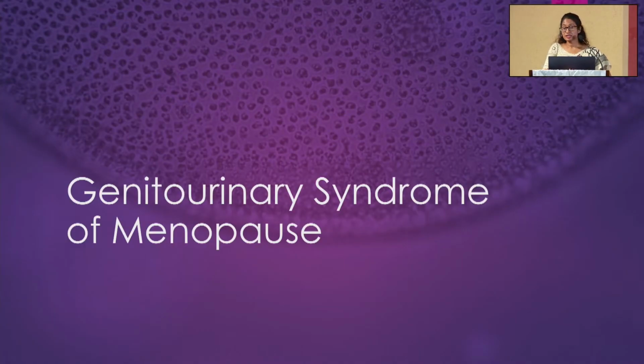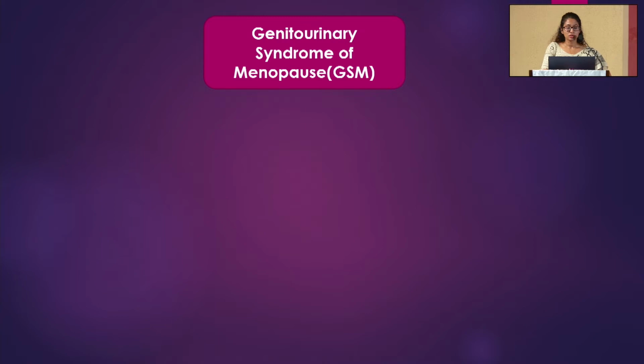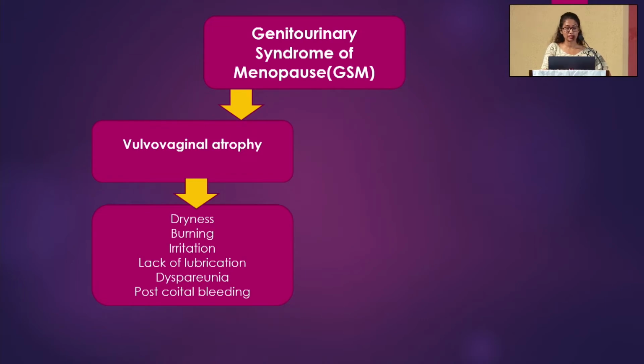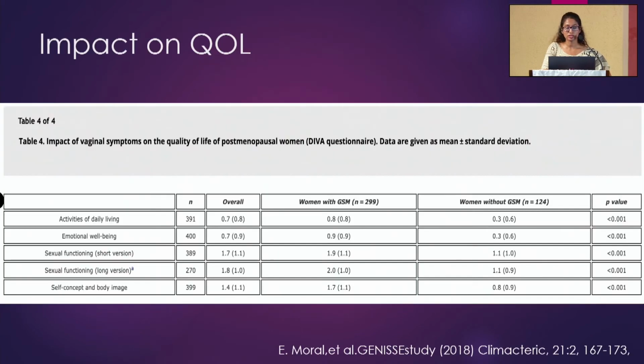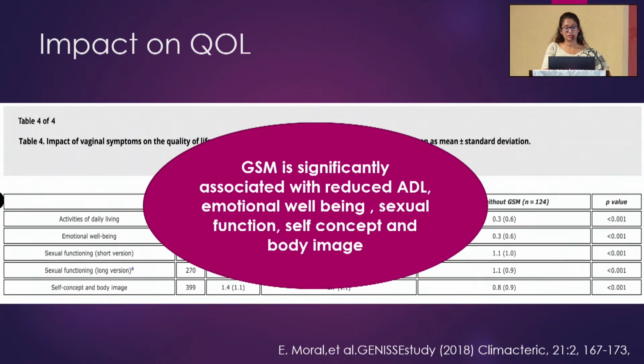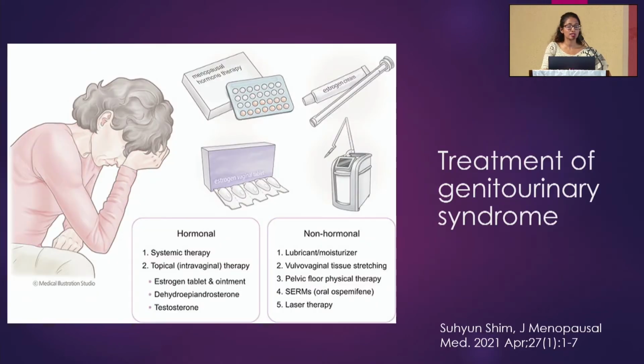So, genitourinary syndrome of menopause. This is a highly neglected disease with significant physician as well as patient inertia. It can be in the form of vulvovaginal atrophy, which manifests as dryness, burning, and dyspareunia, or in the form of urinary dysfunction, which manifests as urgency, dysuria, and recurrent UTI. Studies have shown that this has significant impact on activities of daily living, emotional well-being, sexual function, and even self-image, because women perceive this as lack of hygiene.